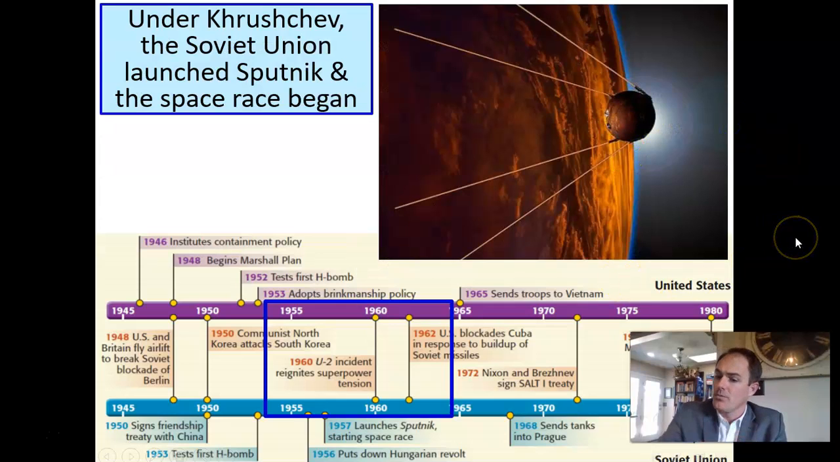All right, we mentioned this last time, but as a review, the Soviet Union launched Sputnik in 1957, and the space race began. The US and the Soviet Union raced to put men in space, raced to put men on the moon.